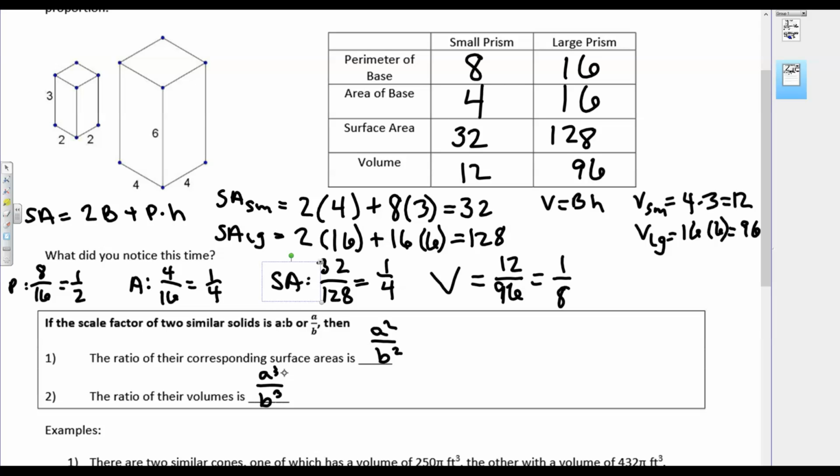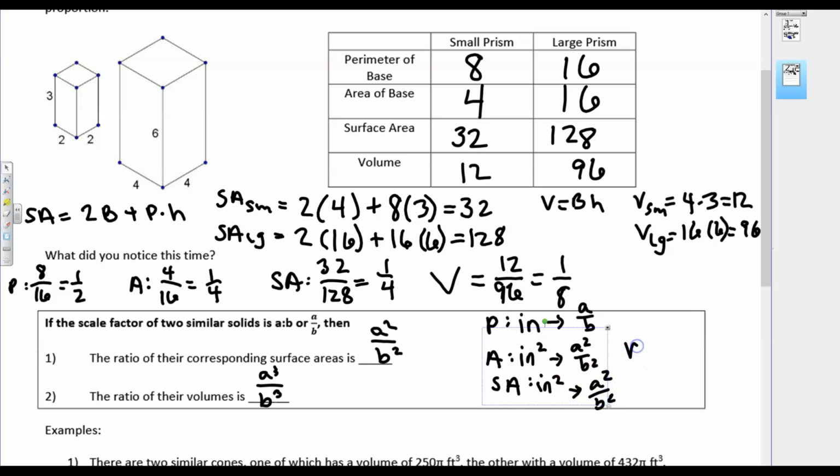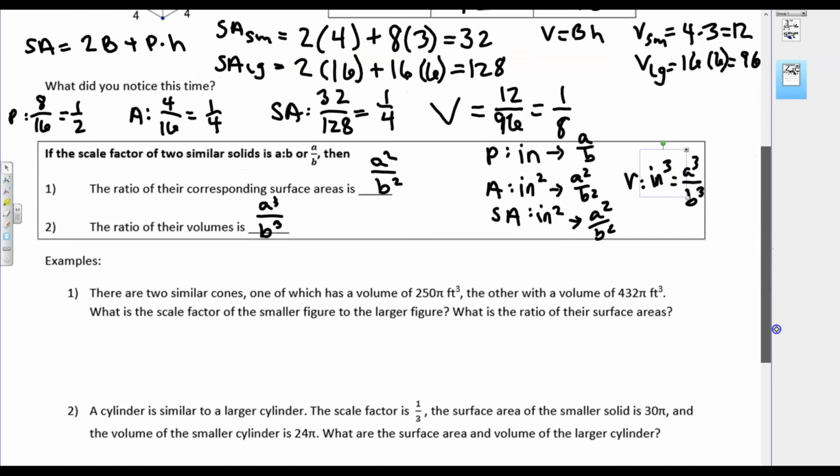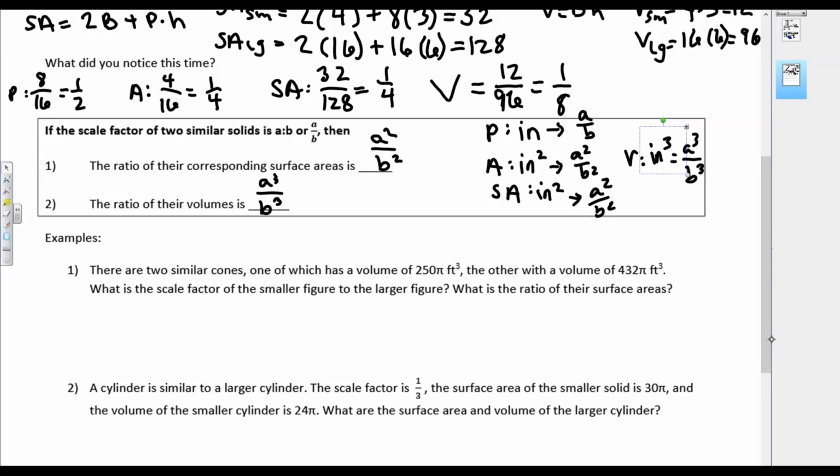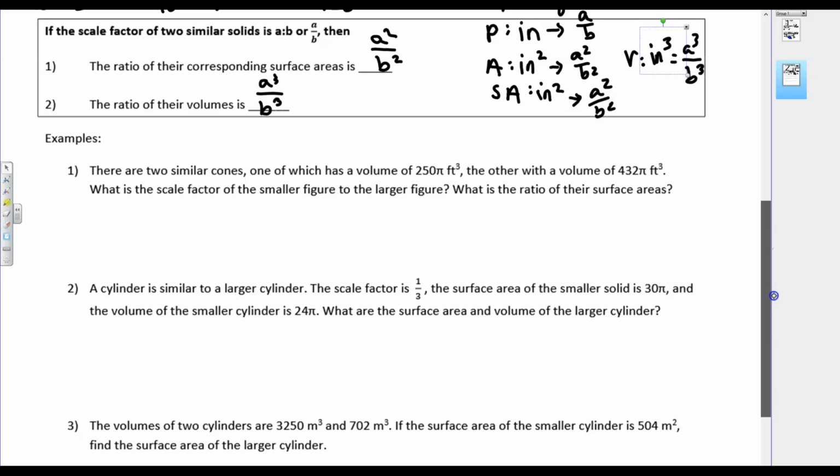Here's the cool thing, guys. What power you raise a over b to is directly linked to the units. If you think about units, perimeter would just be in inches, so we're dealing with a over b. Area is in inches squared, so we're dealing with a squared over b squared. Surface area is also in inches squared, again a squared over b squared. Whereas volume is in inches cubed, so we're doing a cubed over b cubed. So there's a relationship between the type of units you're using and how you're going to alter the ratio to help you solve problems with similar figures.